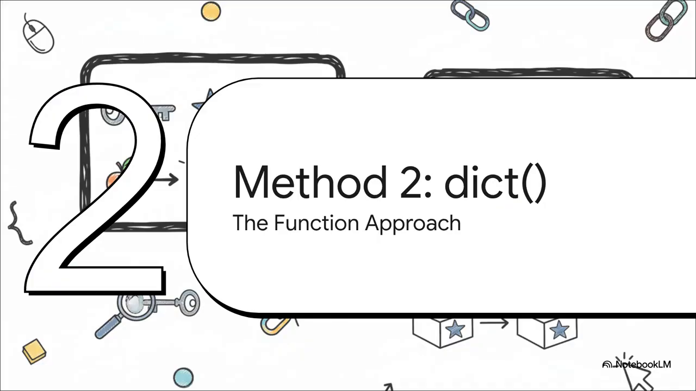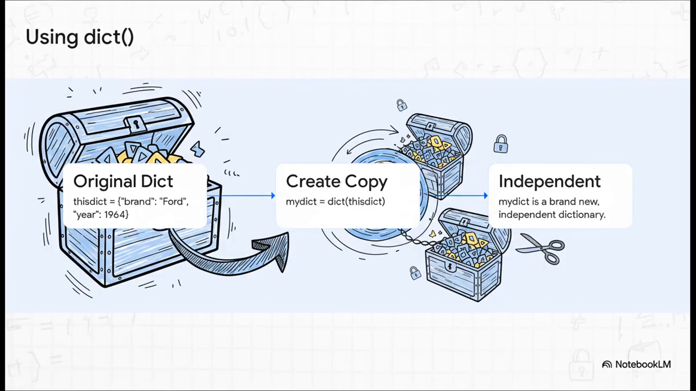All right, so that's one great way to get it done. Now let's look at another method that works just as well, using the built-in dict function. The process here is really similar. You take your original dictionary, but this time you just pass it into the dict function, like this. myDict equals dict(thisdict). And the result? It's exactly the same. You get a brand new, totally independent copy of your original dictionary.